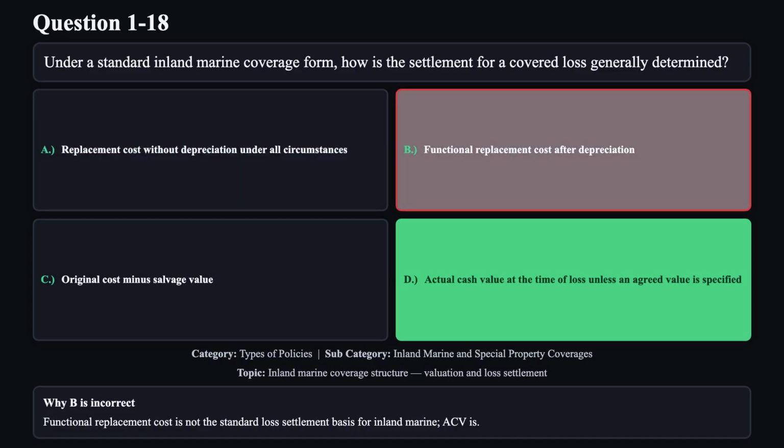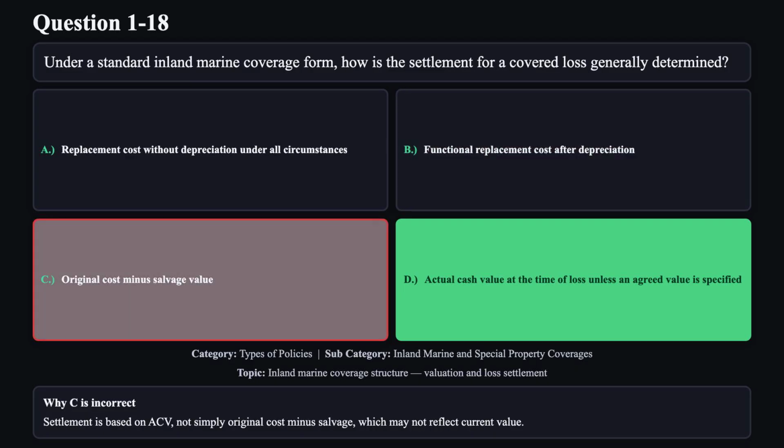Reason B is not correct. Functional replacement cost is not the standard loss settlement basis for inland marine. ACV is. Reason C is not correct. Settlement is based on ACV, not simply original cost minus salvage, which may not reflect current value.